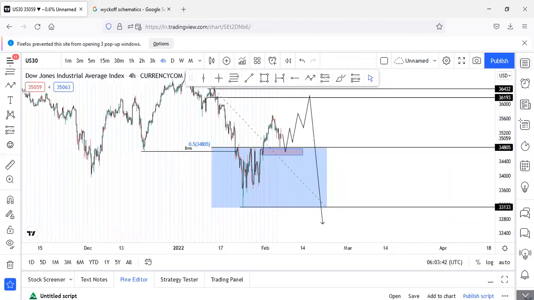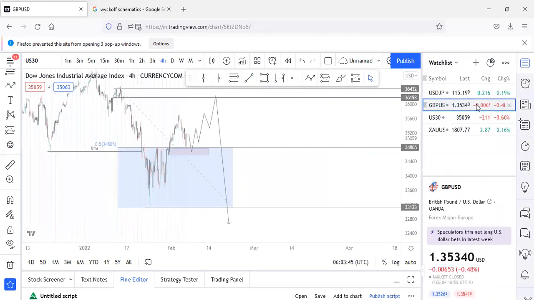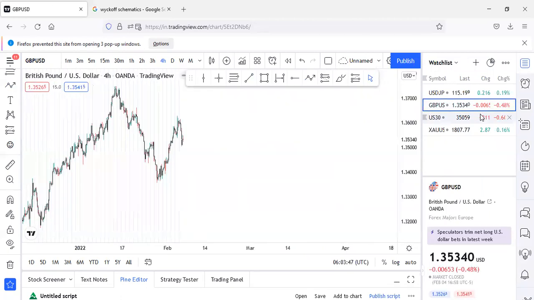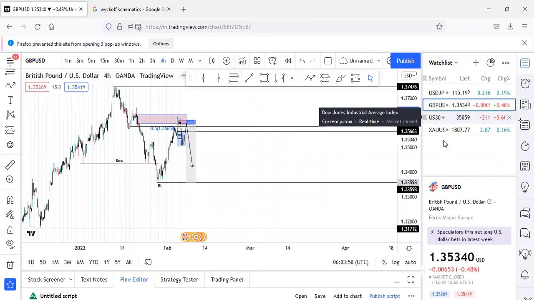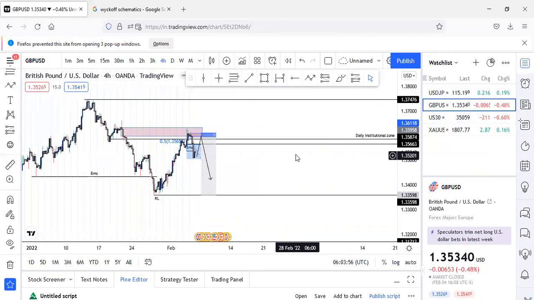But the one I'm interested in most is GBPUSD sell, USDJPY buy. I'm interested in those two trades. They are very, very clean, you understand? So that's practically what I'm looking at.